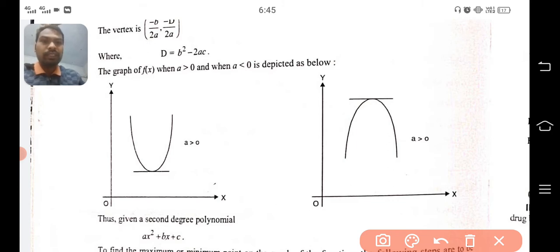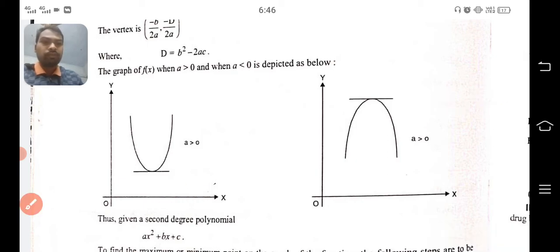Whenever we take the positive value of a, the graph should be U shape, and that denotes the minimum point. But if a is negative, then we can have the maximum value of the function. So the graph should be an inverted U, and that point is called the maximum value. Clear? So the graph of the parabola should be like this.